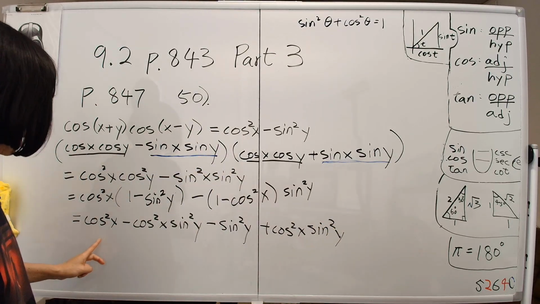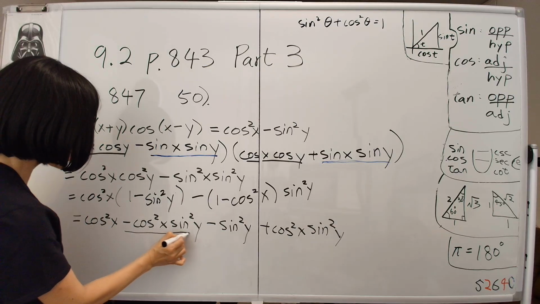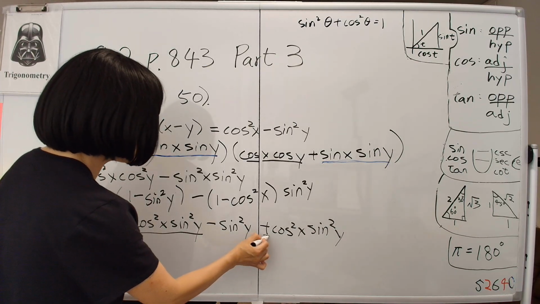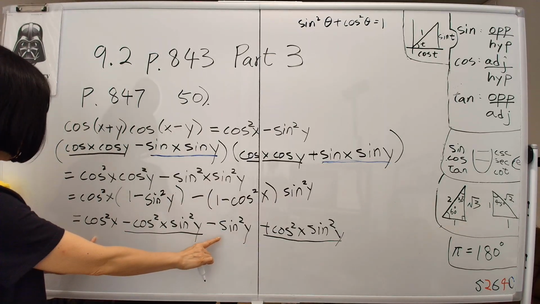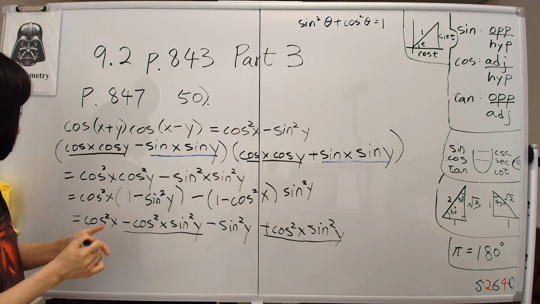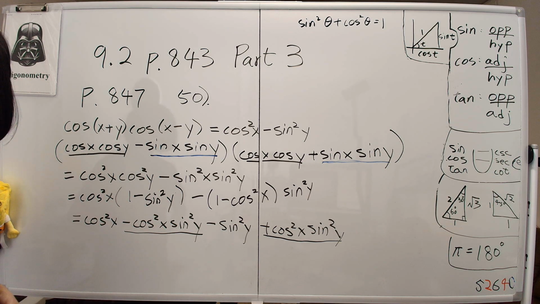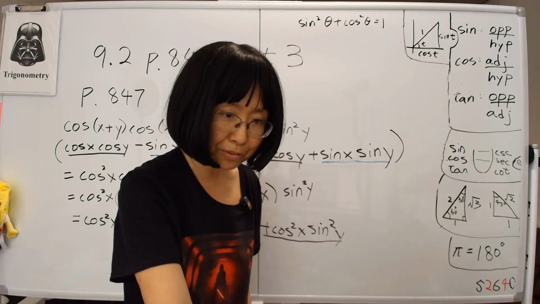So as you notice, there is a minus cosine squared x sine squared y, and then there's a plus of the exact same thing. So these two things cancel out, and we're left with this, which is exactly what we're shooting for. So that is how we do problem 50. Okay, so next, after I clean off the board.